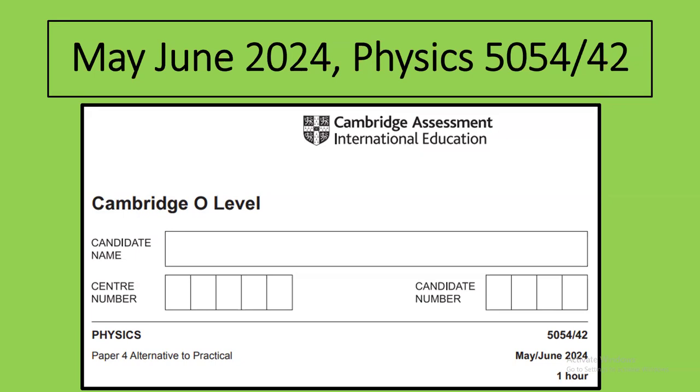Physics 5054. Today we have set our hearts to solve a paper 4 of this subject. We call this alternative to practical. Today we have selected May-June 2024 4-2 paper. This paper 4 belongs to variant 2, or you can say zone 2. In this video, I am going to present you the solution of this paper to the best of my knowledge.